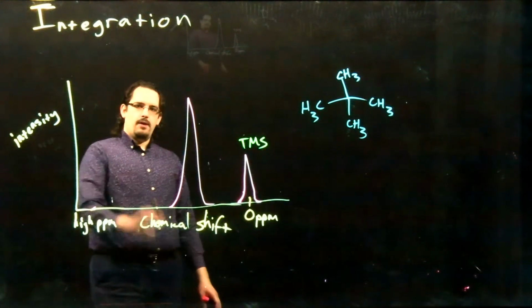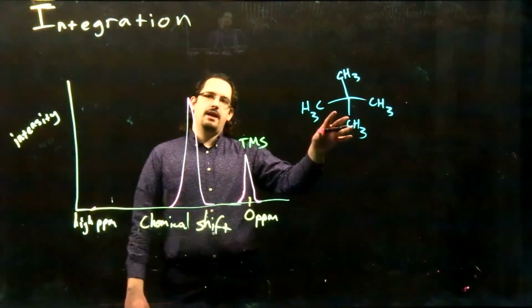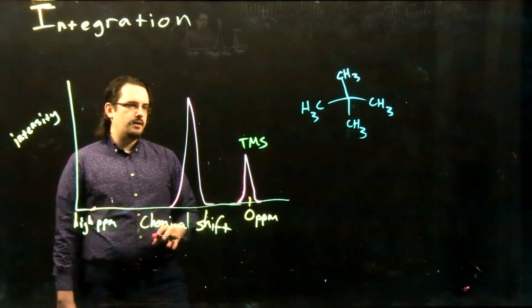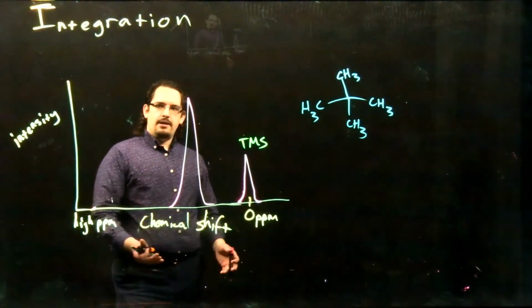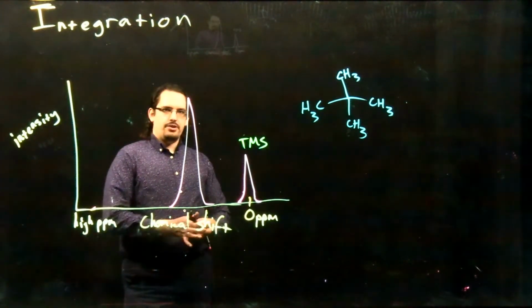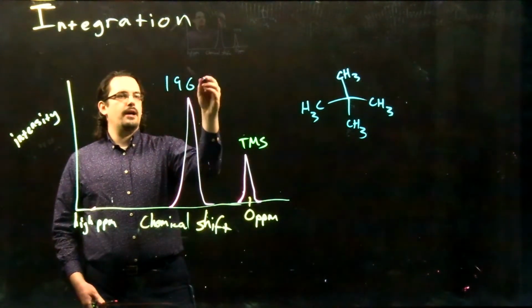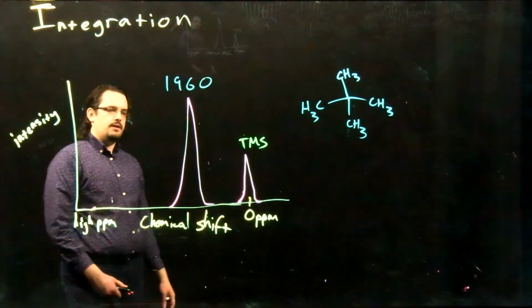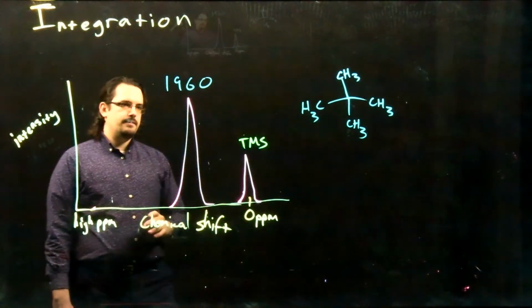Now this peak, of course, is more deshielded compared to TMS, because in TMS we have the carbons pulling electron density away from that central silicon. So we get this peak, and now let's say we measure an area. We get some number for our area here, 1960 in this case. Now, what can that tell us about the number of hydrogens?